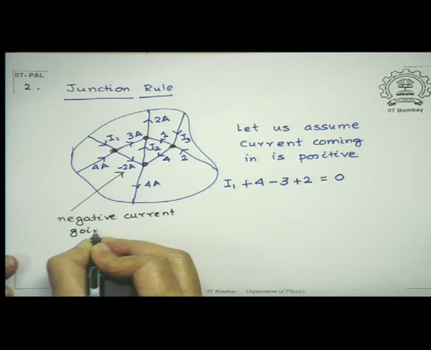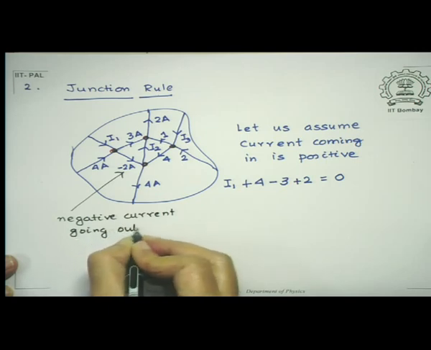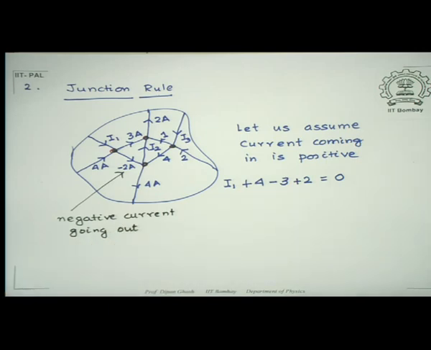Very often in a circuit you have no previous knowledge of the direction in which the current is going. So you assume some direction, and if the result turns out to be negative, then you know your original assumption was wrong and the current actually flows in the direction opposite to what you have assumed. So there is no problem.